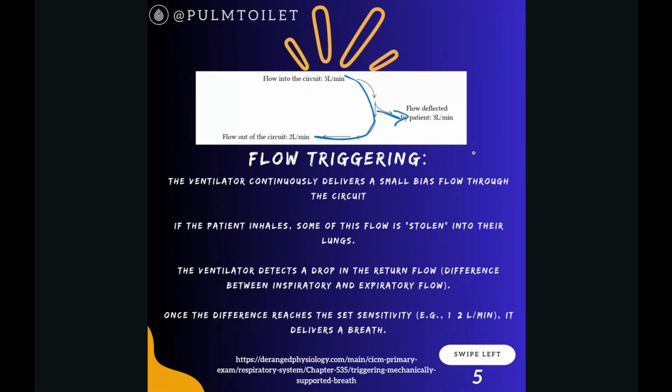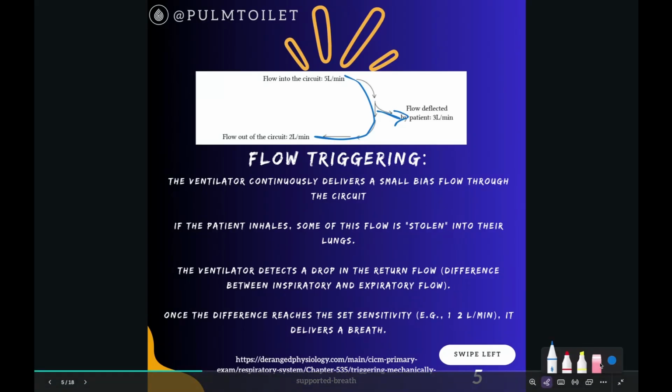I use Servos, so it's usually set at like a 2 liter per minute flow trigger. If the patient takes a little bit of flow in, they can trigger the ventilator. The flow trigger is thought to be the easier of the two triggers. The pressure trigger is the more difficult trigger.